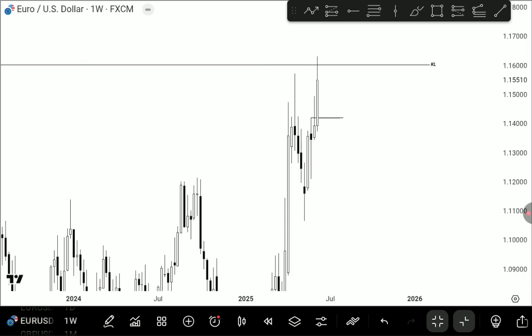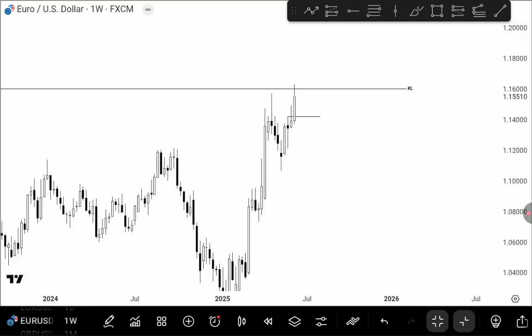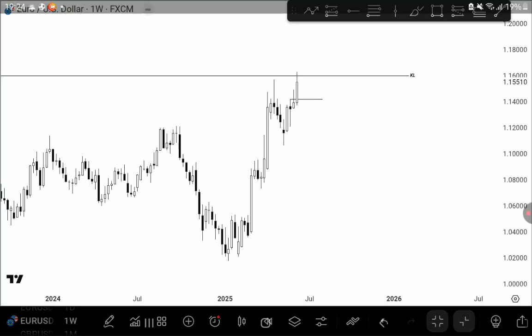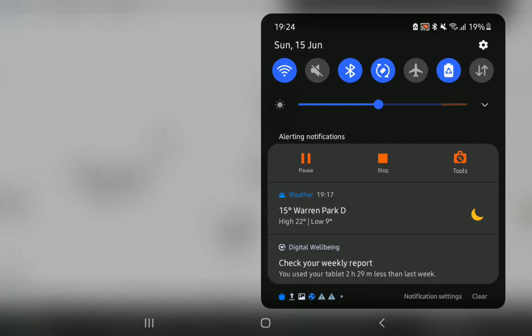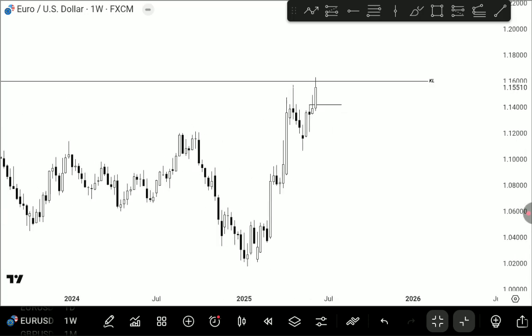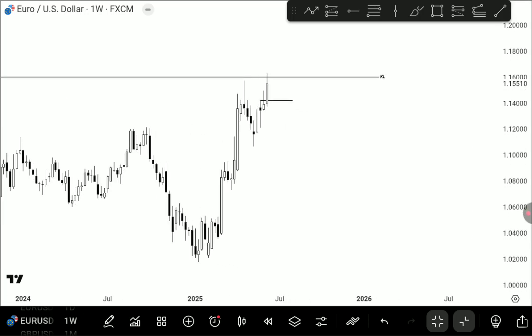So in this video I'll be giving out my outlook on Euro and GBP, right? The pound sterling for the week, which is as of 15 June 2025. So let's get into it.